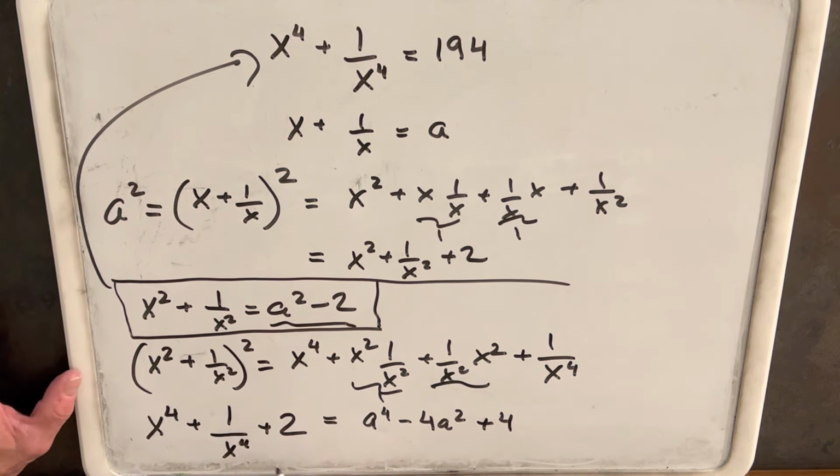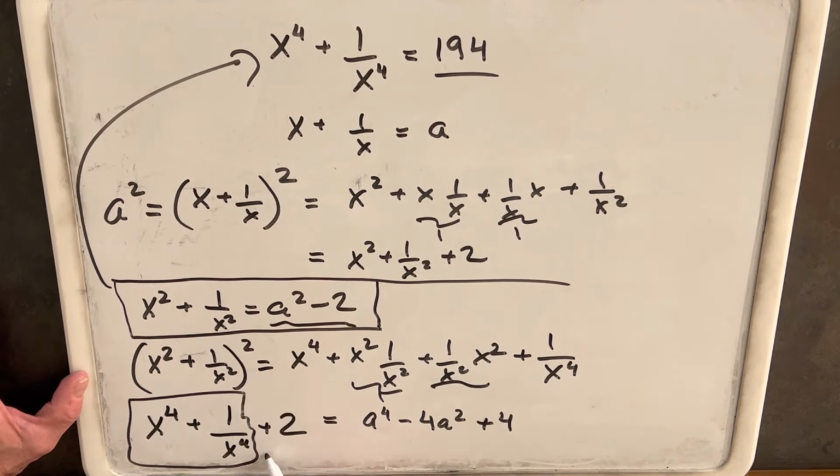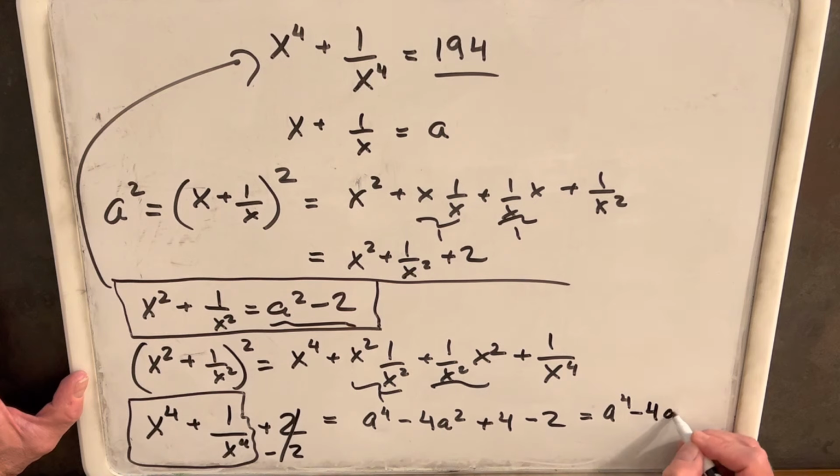Then we'll just simplify this a little bit. Again, this is a 1 and this is a 1, so we end up with x to the fourth plus 1 over x to the fourth plus 2. Now let's square this right side. Okay, we'll get a to the fourth minus 4a squared plus 4. But that's not quite what we want. We want to isolate this fourth term and equate it to 194. So we'll subtract the 2 from both sides. And we're going to have a to the fourth minus 4a squared plus 2.